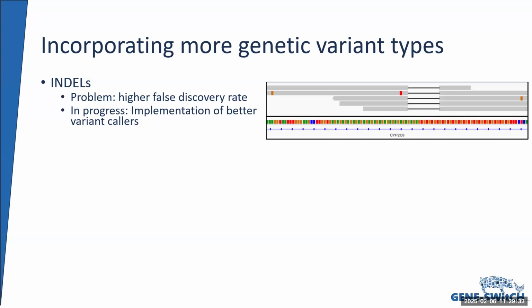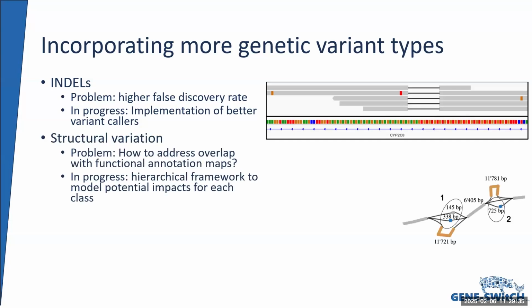Another fact is that structural variation is quite prevalent in our breeds, but how do we resolve it with respect to the functional annotation maps that we're generating? If we have a duplication that covers two identified functional annotation layers, how do we predict or model the changes to gene expression that duplication may cause? These are still open questions and may require a hierarchical framework for us to better model.